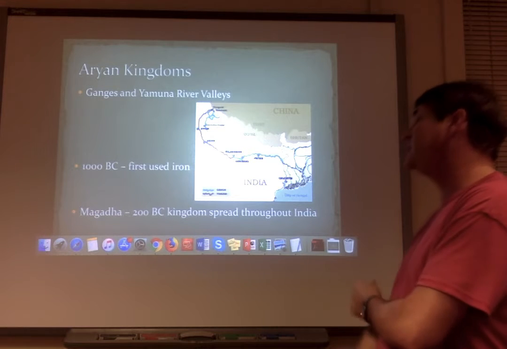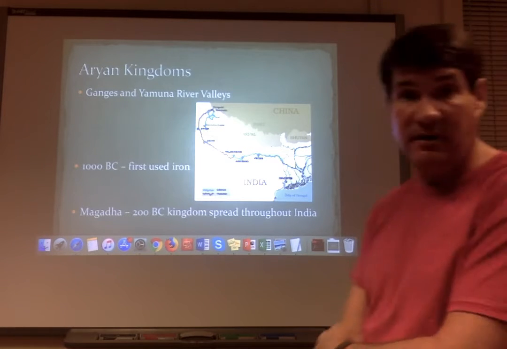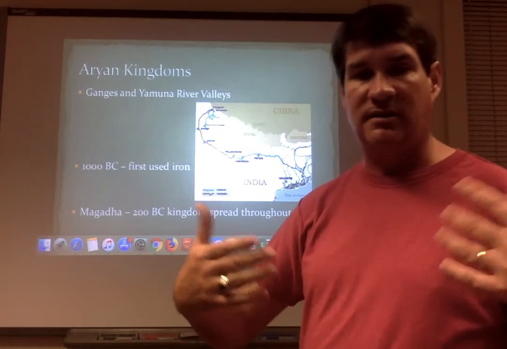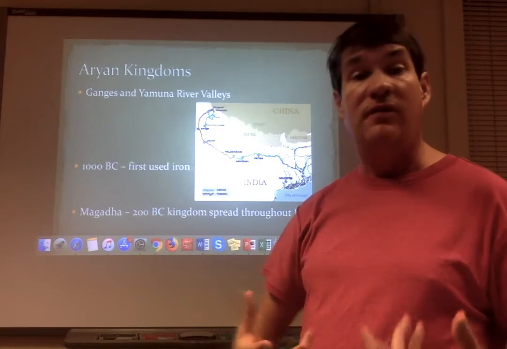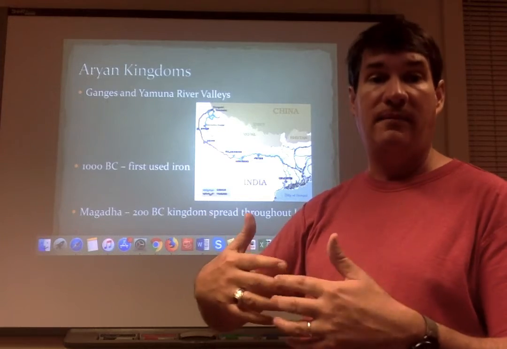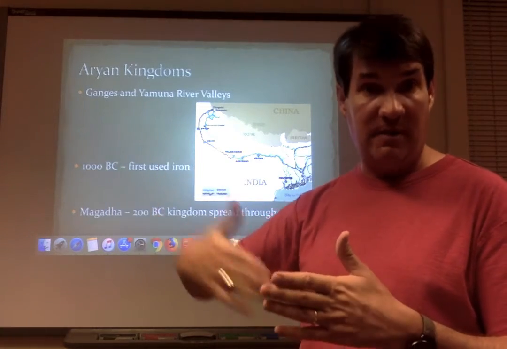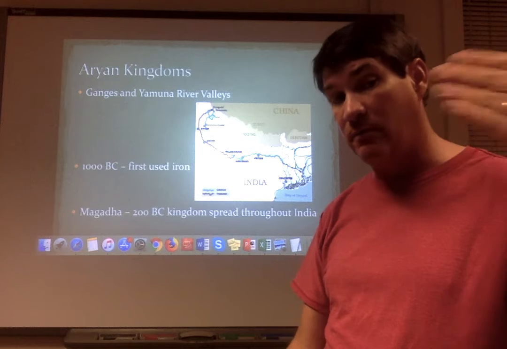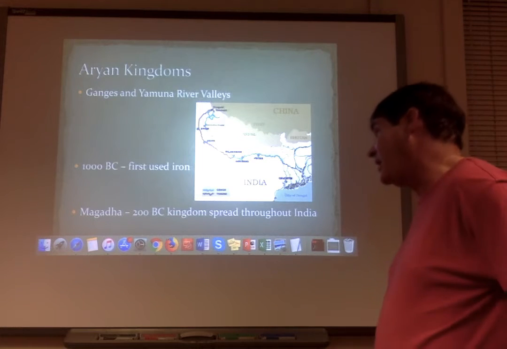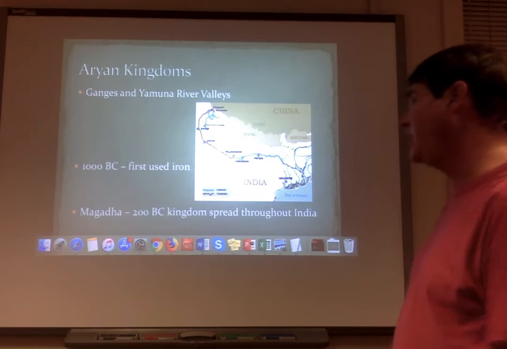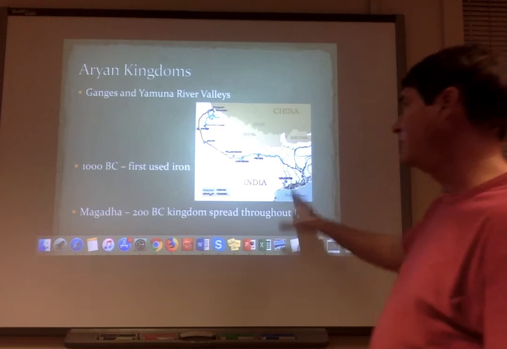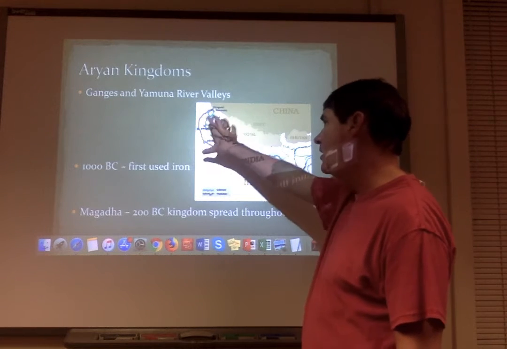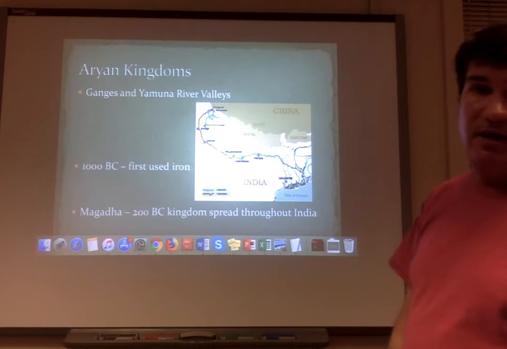Around 1000 BC is when they first use iron. And again, we haven't really discussed lots of iron yet, but around 1000 BC, many civilizations begin to use the metal that will become the defining metal of many ages, which is iron, right? We go from bronze to iron. And the first kingdom there is the Magadha kingdom around 200 BC, and it spread throughout northern India there. So very powerful kingdoms here in northern India that would be the Aryan kingdoms.